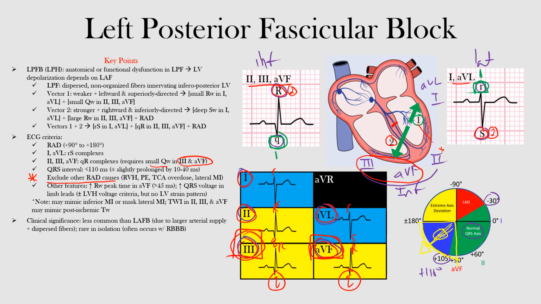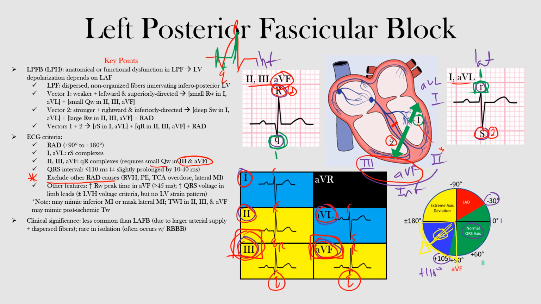You may see that the R wave peak time or the intrinsicoid deflection may be increased in lead AVF. Remember the intrinsicoid deflection. If we have our QRS complex, here's a Q wave and our R wave. Not the best drawing, but what I'm saying is that the intrinsicoid deflection of our initial R wave, from the start of our QRS complex to that R wave, may actually be prolonged. So that's what we can see in AVF.